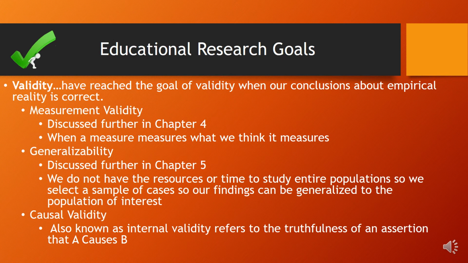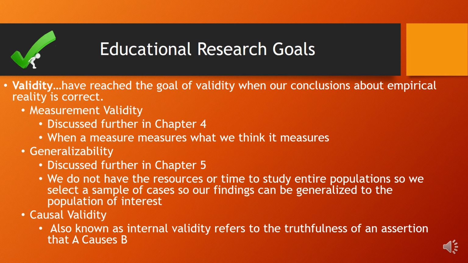Generalizability, discussed further in Chapter 5, is the extent to which findings can be used to inform us about persons, places, or events that were not studied, given the conditions we specify. Thus, we do not have the resources or time to study entire populations, so we select a sample of cases so our findings can be generalized to the population of interest.